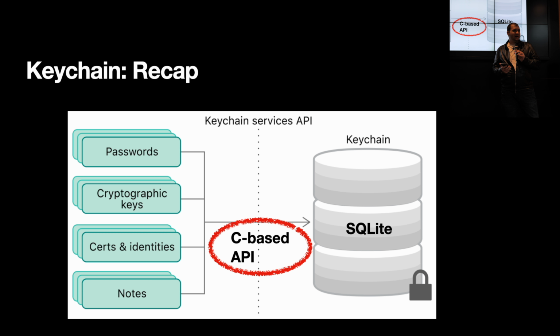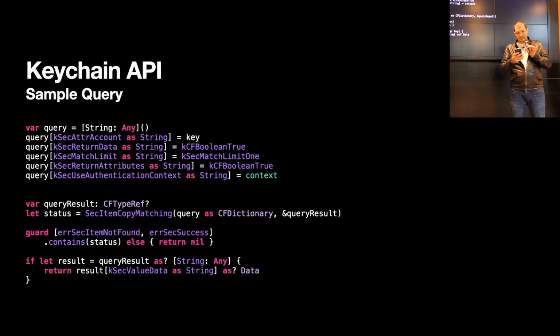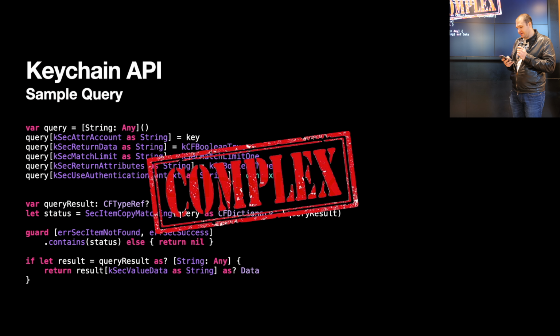So usually the API is quite clunky, and probably very few people actually use Keychain directly. Most of them use some sort of wrappers. So let's take a look at the API a bit more in detail. And this is actually an example, a real Keychain call, and it doesn't look so simple anymore. Yeah, obviously it's very complex.